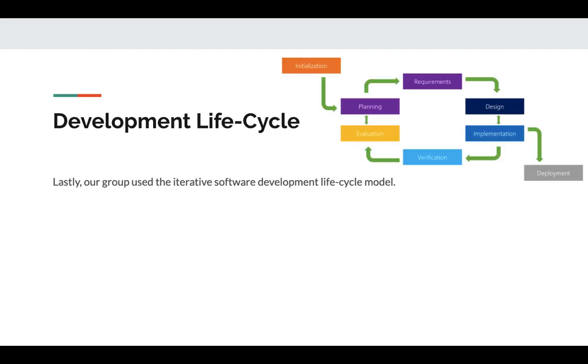Lastly, our group used the iterative software development lifecycle model. We designed solutions for a single component and implemented them. We then evaluated the implementation and moved on to the next component. Each step built off of the previous step, allowing us to progressively build up a working compiler by developing the components iteratively. This helped our team because we were able to learn the material as we went instead of having to know about all the components from the beginning.